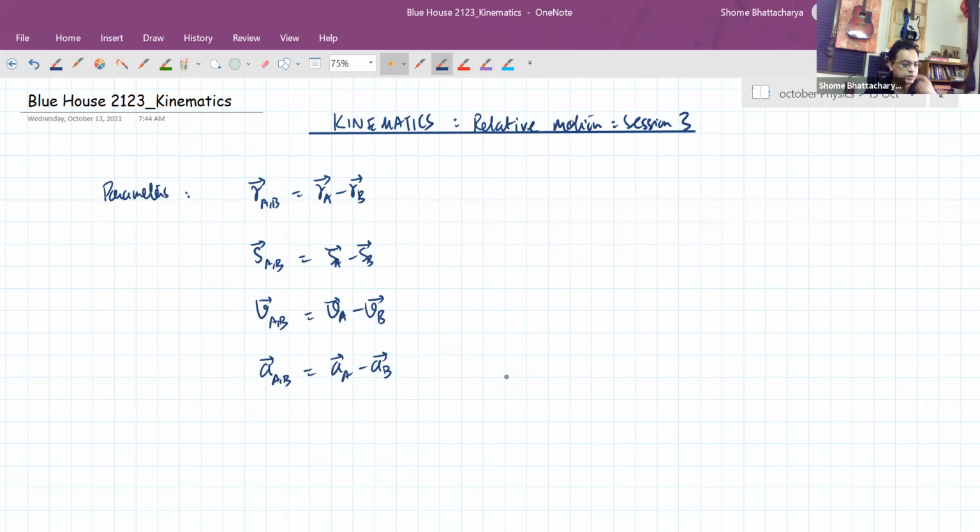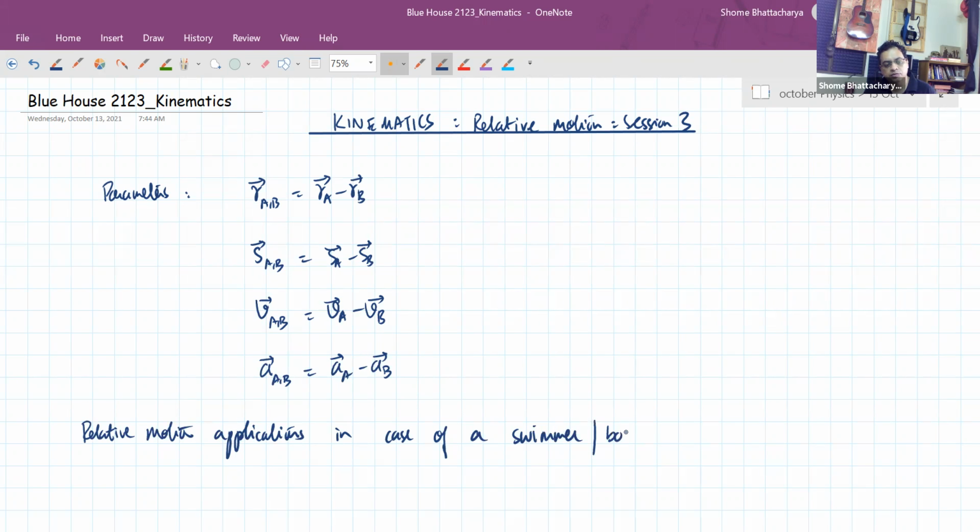So these were the concepts related to relative motion. Now today we will discuss an important example of relative motion. Relative motion applications: in case of a swimmer or a boat, whichever be the case, moving in flowing water.